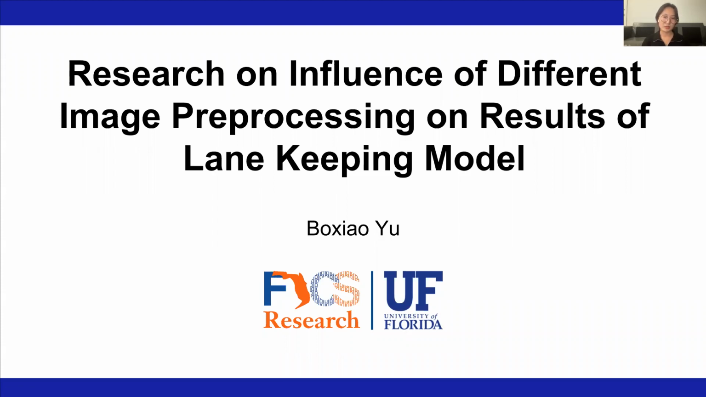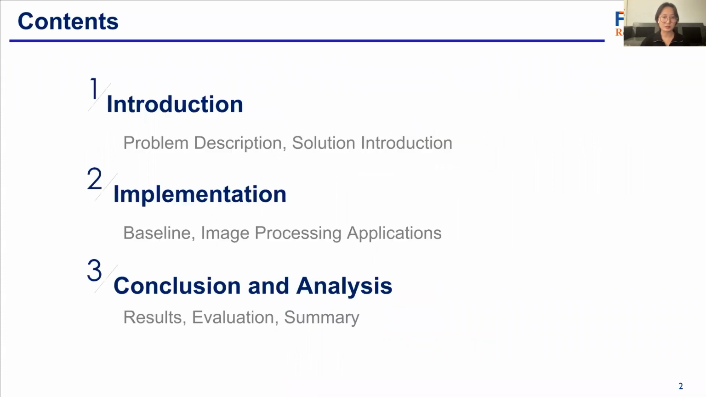Today I will introduce the course project of my image processing and computer vision class. The topic of my project is research on the influence of different image processing on the results of the lane-keeping model. I will introduce my project from the following three aspects: introduction, implementation, conclusion, and analysis.